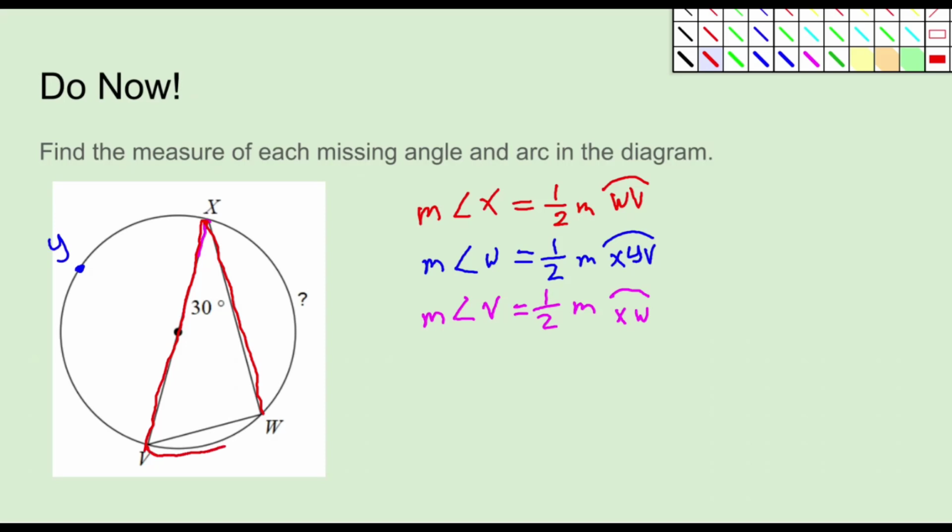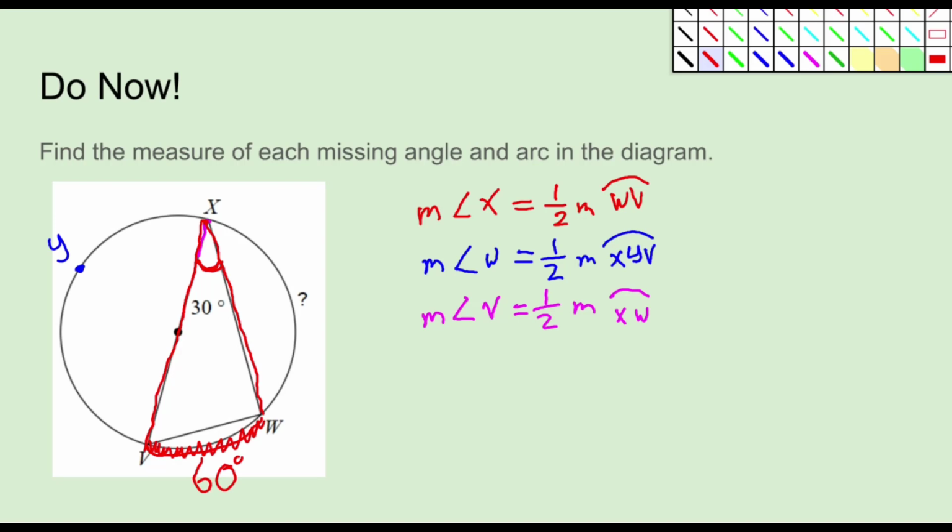WV. So this arc right here and that angle right here, these are related, and the angle is half of the arc. So if the angle is half of the arc, then this must be 60 degrees. Does that make sense? Because the angle is 30, so half of 60 would be 30, or divided by 2. Either way, hopefully that's how you see it. But that's the answer for this one.